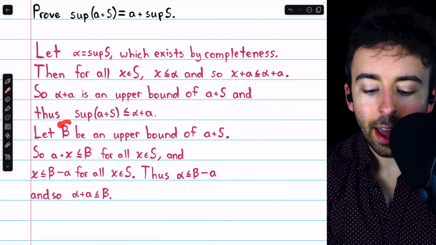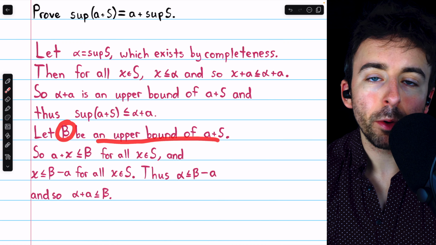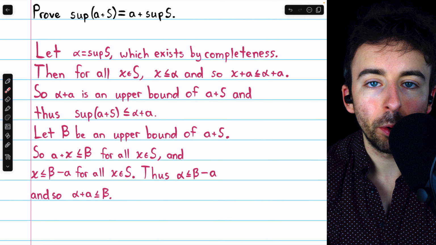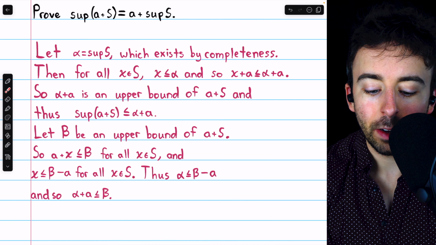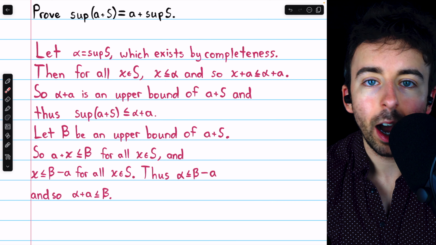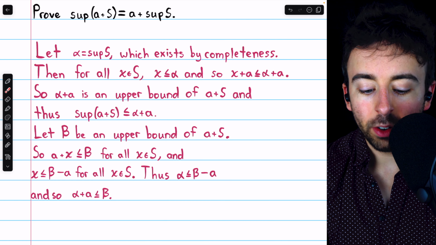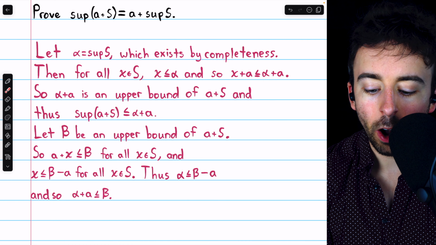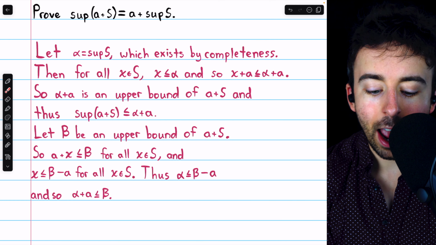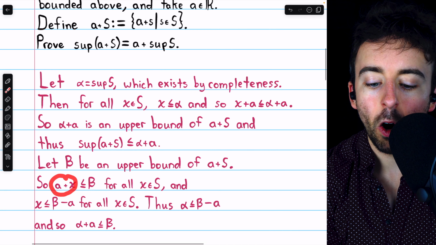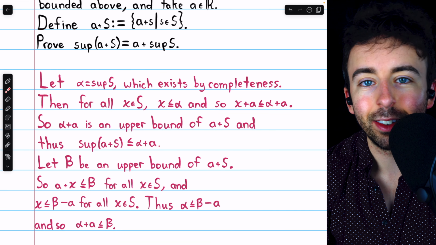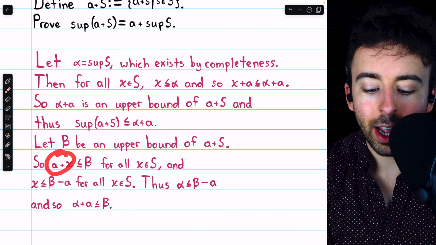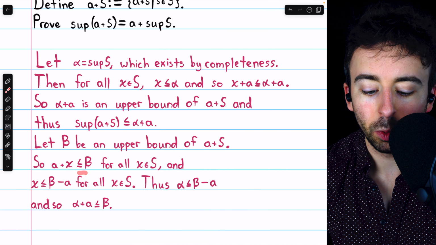So now we're going to let beta be an arbitrary upper bound of a plus S. Remember, we already showed that alpha plus a was an upper bound of a plus S, but we're just letting beta be an arbitrary upper bound of a plus S. Of course, this means that a plus x is less than or equal to beta for all x in S. Again, a plus x by definition is just an arbitrary element of a plus S. So if beta is an upper bound of a plus S, then this arbitrary element in the set has to be less than or equal to beta.